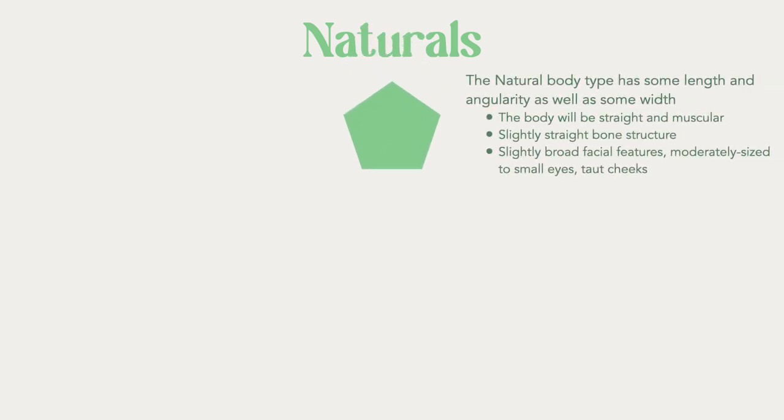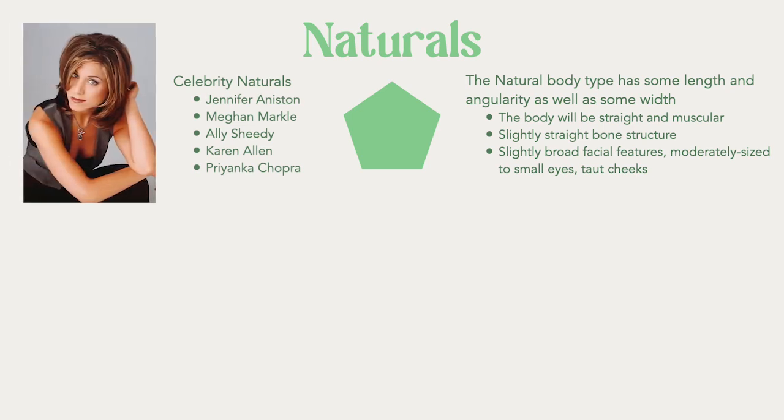Next up we have the naturals. So this type will be straight and muscular with no waist definition. They'll be moderately to slightly tall with blunt edges. And I don't want anyone to think that no waist definition is a bad thing, because one of the Friends crew that is a natural type is Jennifer Aniston, and didn't everyone want her body back in the day?